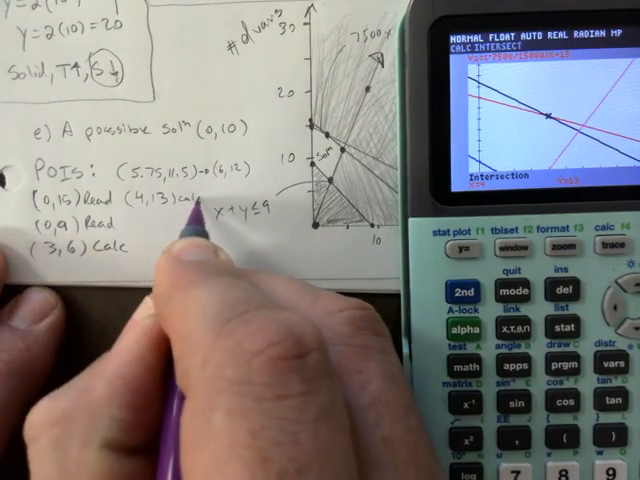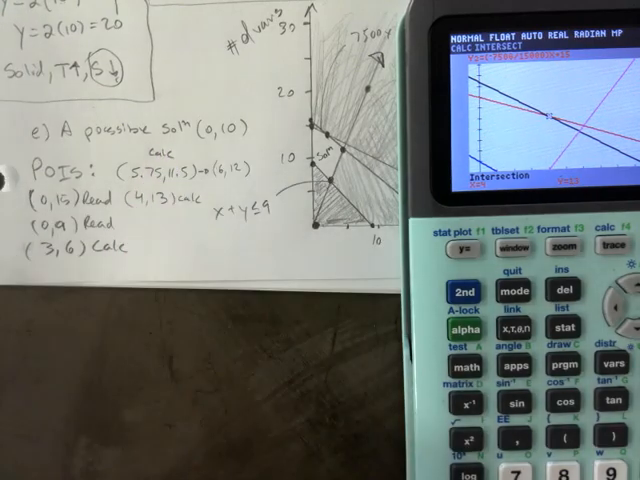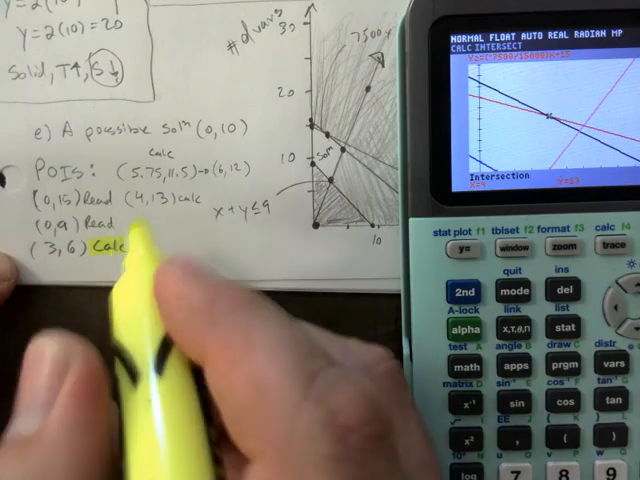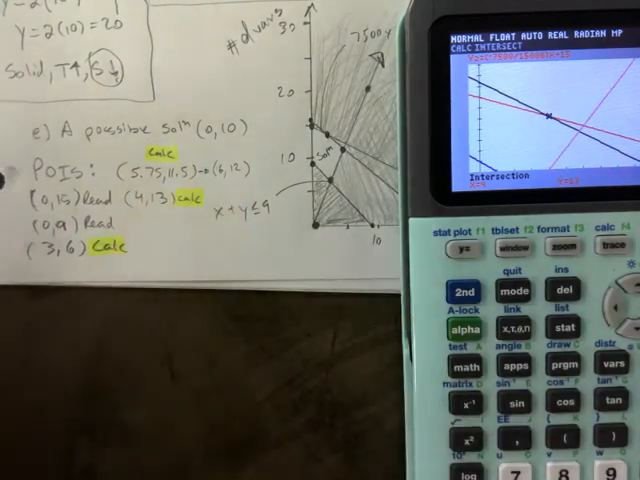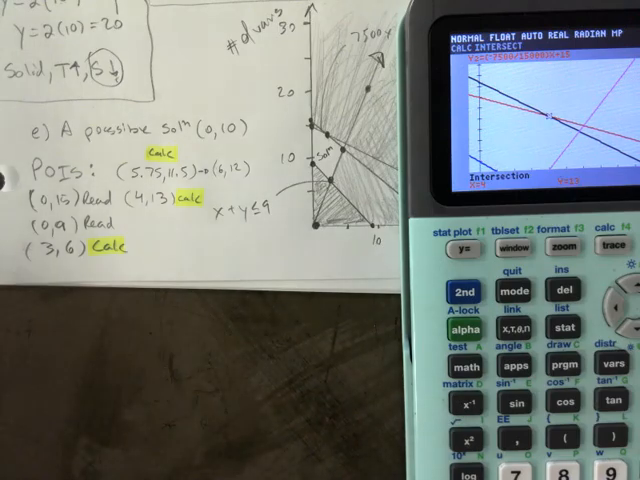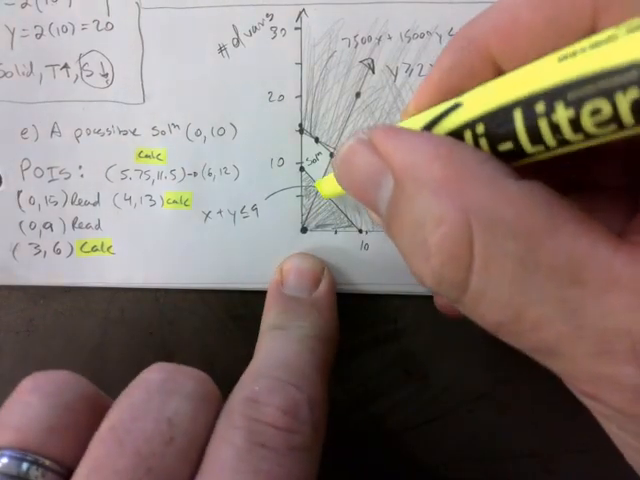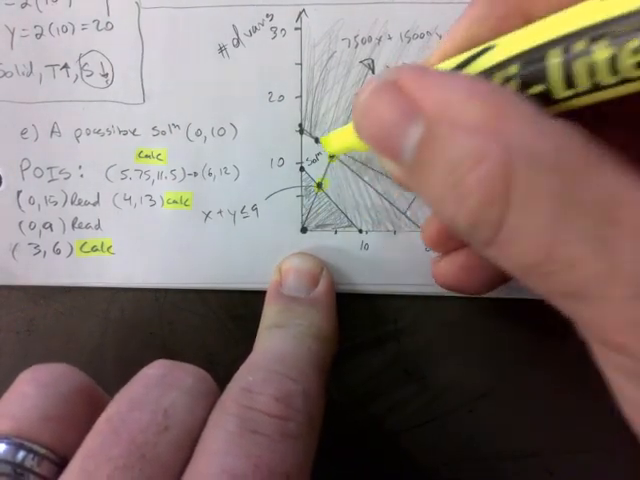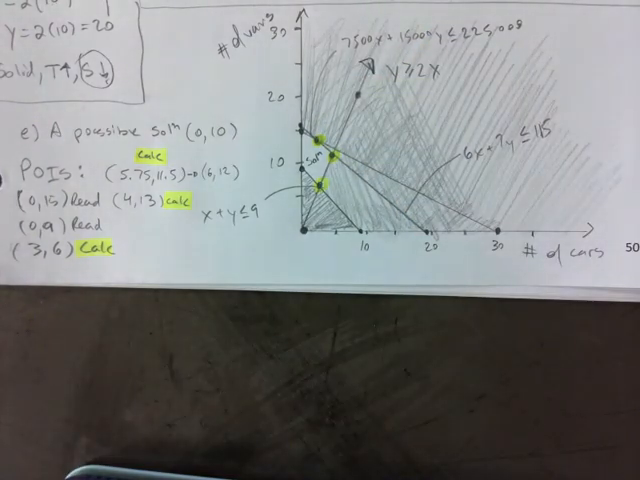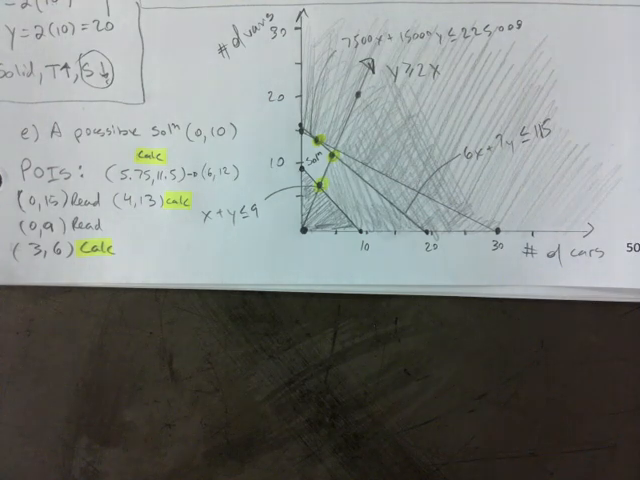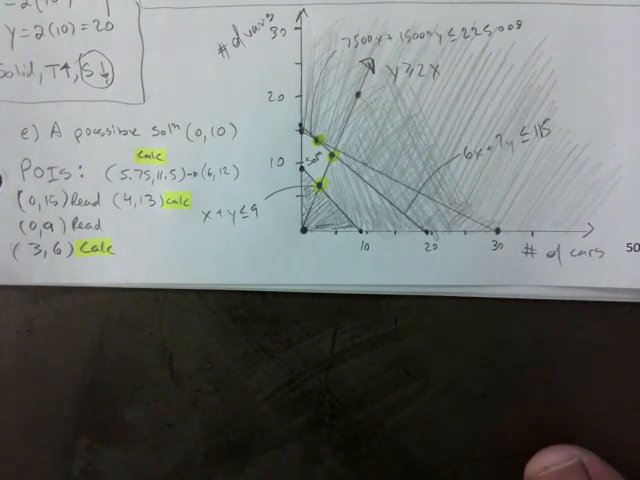Right, so this was also calculator, this is also calculator. So there were a few points that I needed the calculator for, and the other ones I just read. Maybe I will highlight. There's one there, one there, one there. And that is basically how far we're going to get today with this.